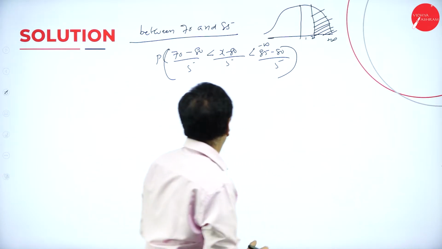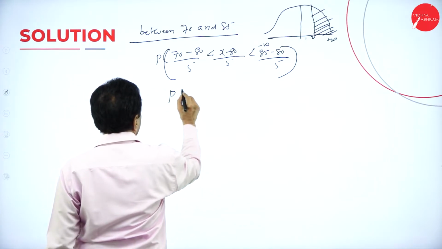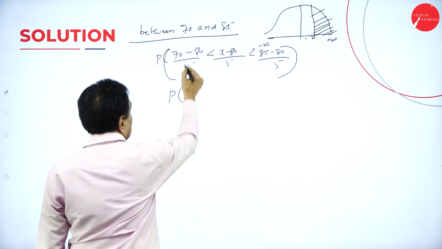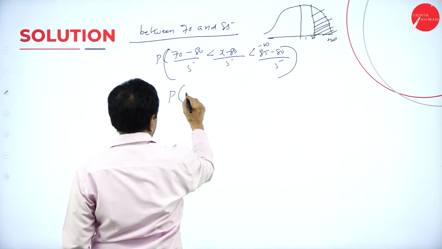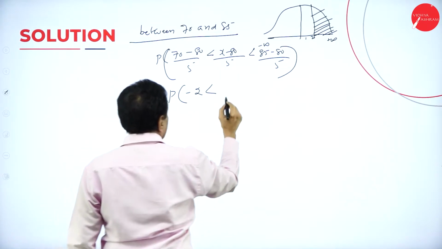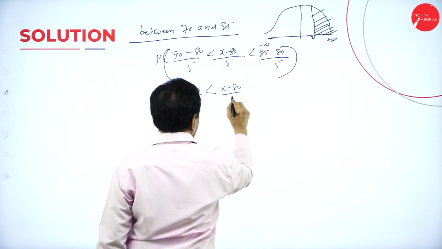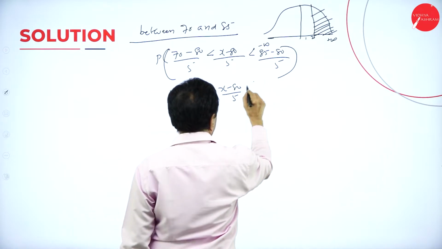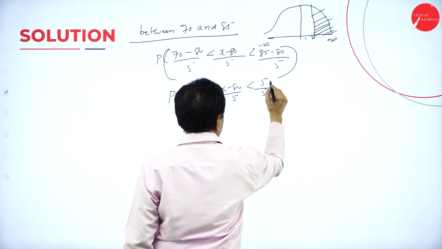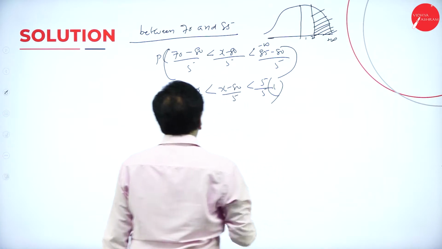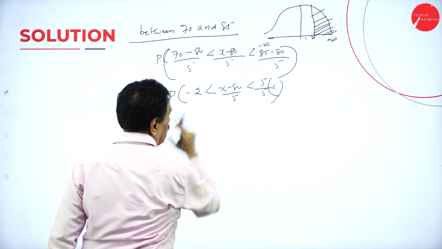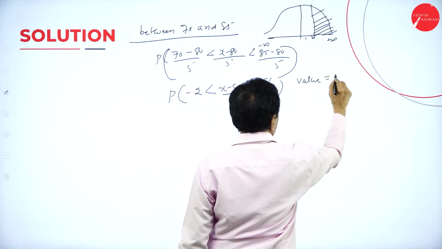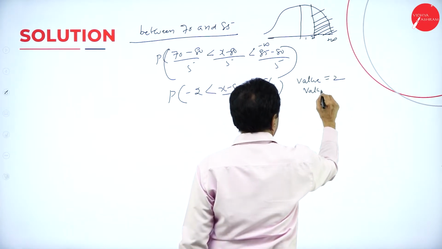So here the value is P. 70 minus 80 is minus 10, divided by 5 is minus 2, less than x minus 80 divided by 5, less than 85 minus 80, that is 5, divided by 5. This is 1. Here the value is 2, here the value is 1. The minus will not be considered. Value is 2, value is 1.